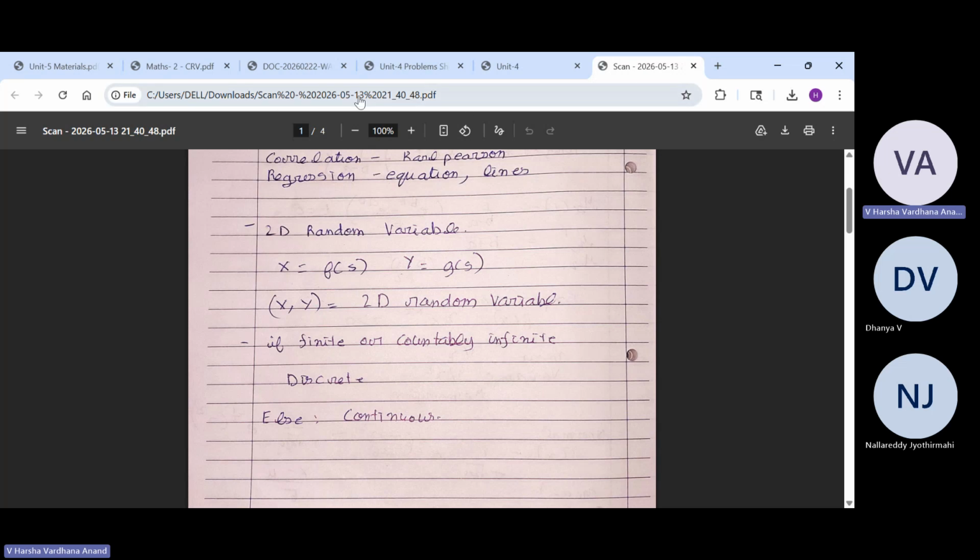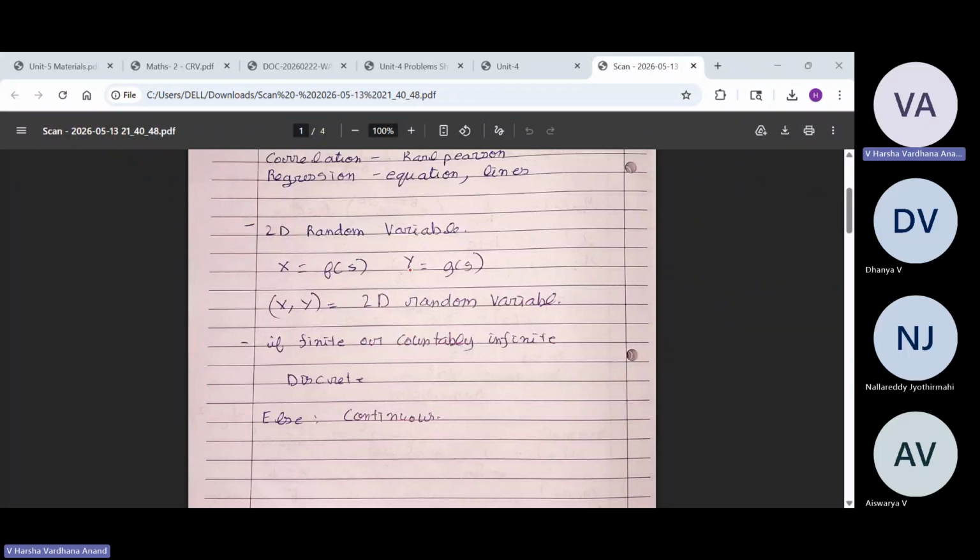So, what is a 2D random variable? A 1D random variable, for example this graph, is a 1D random variable. For a 2D random variable, imagine there are two things, x and then y, two variables in play. So x will give you something, y will give you something, and then there is x and y.